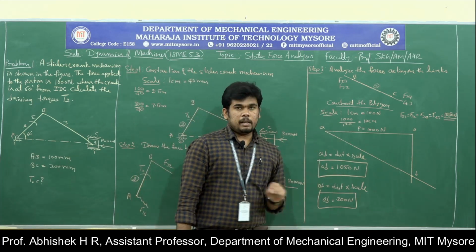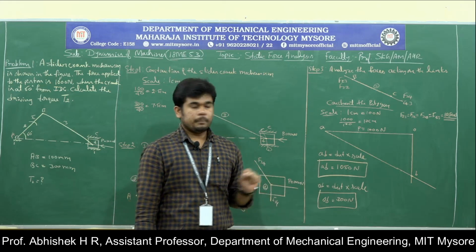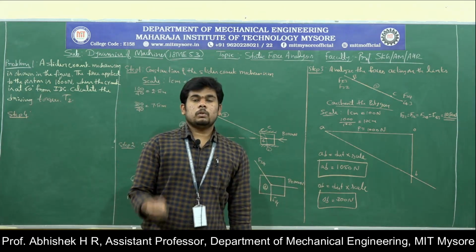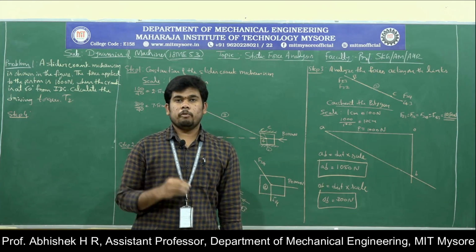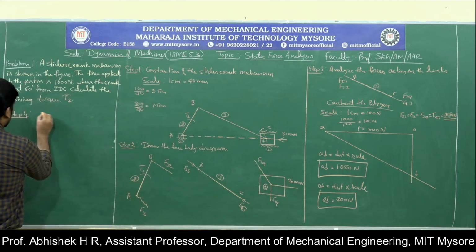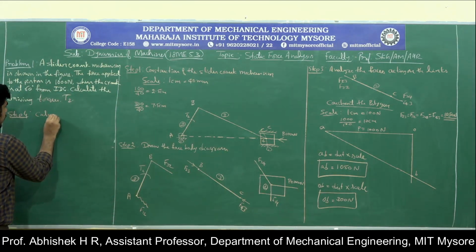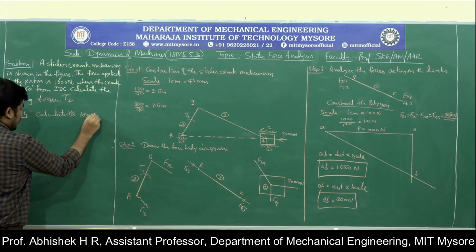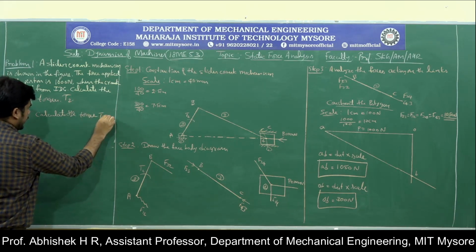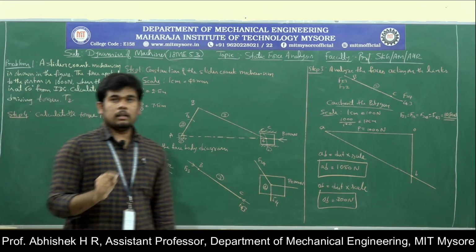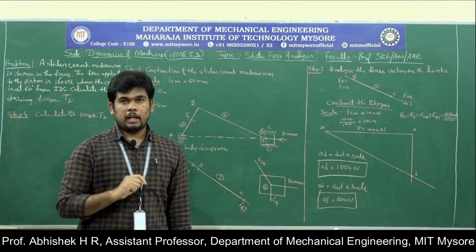Now the last step in the problem, that is we need to calculate the torque. So now the last step is we need to find the torque applied on the link 2. So calculate the torque T2. Now here you have to construct the link 2 one more time.